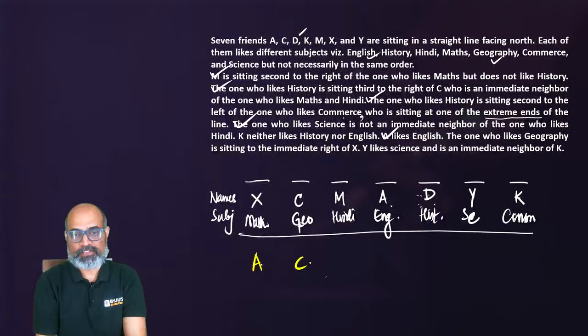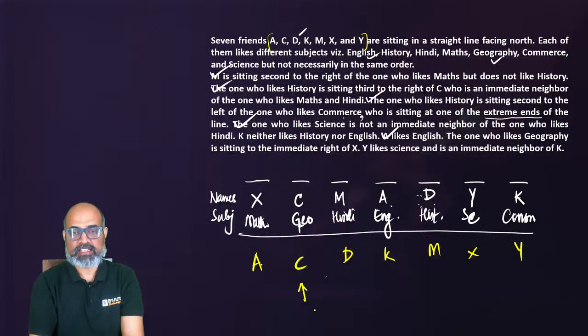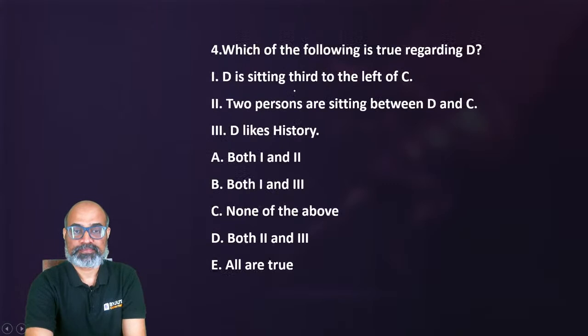So we will have A, C, D, K, M, X, Y. So all I have done is I have copy pasted it over here because they were already in alphabetical order. So you will find that C is within the same column. Everybody else's positions have been changed. So there is only one guy whose position will be left unaltered, while the remaining 6 guys' positions will change, right? So there is only one person whose position remains unchanged.